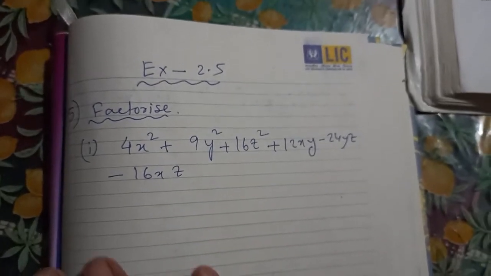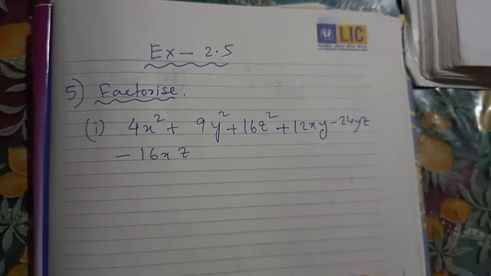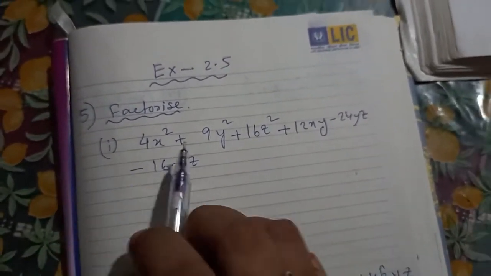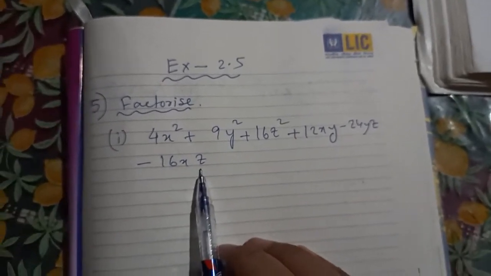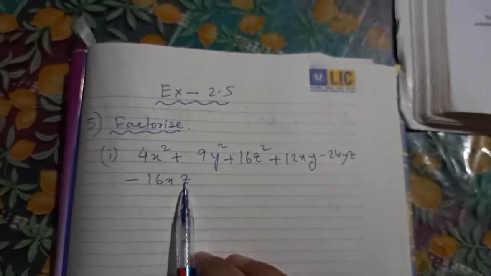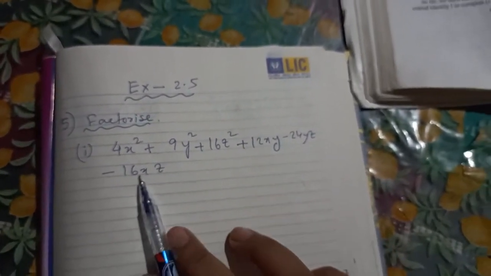So good morning students. Last class we started exercise 2.5. Today we are going to start with question number 5, that is 5.1. As you can see, this is a square form. If you compare with your identities, it will be matching with which one? Identity 5. But here, as you can see, there are two minus signs, isn't it?